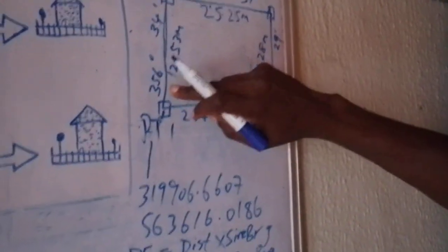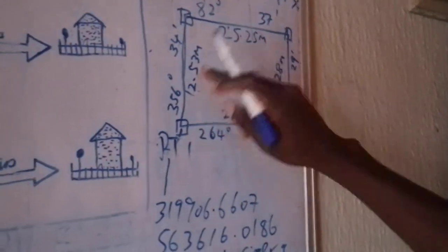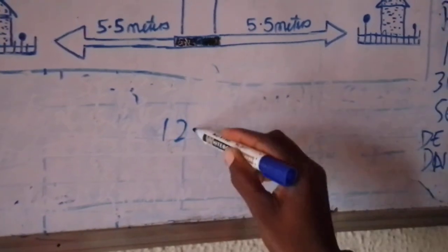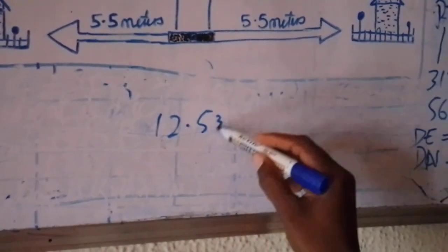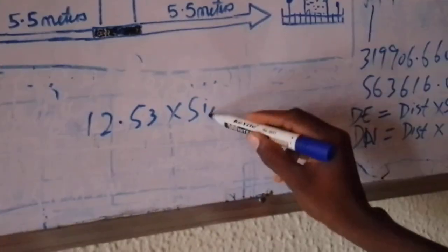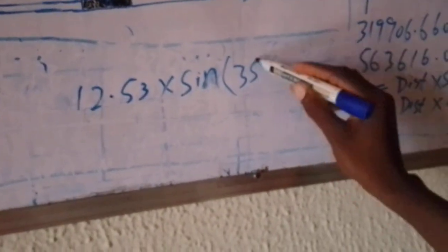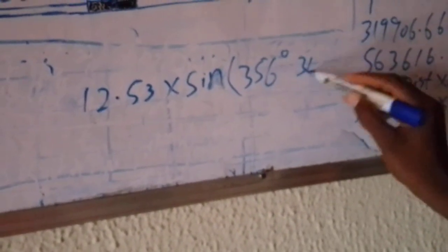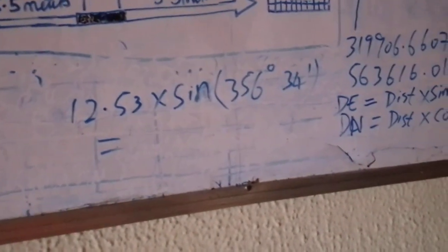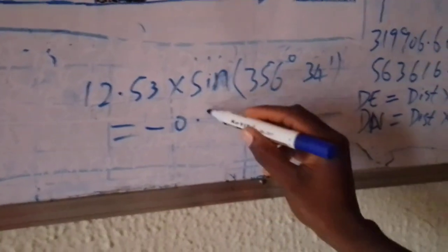So let's substitute this into the formula. We now have this distance, 12.53, for the delta easting: 12.53 times the sine of 356 degrees 34 minutes, right? If you press your calculator and follow along, it will give us a value of minus 0.7504.